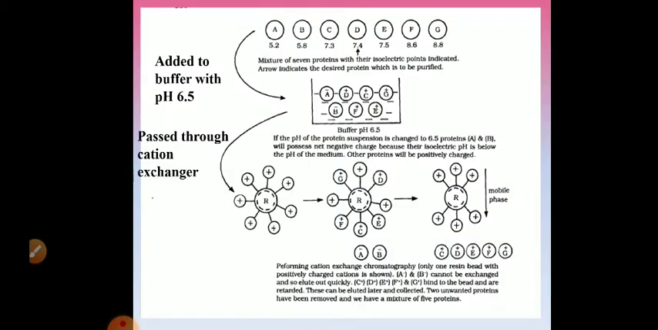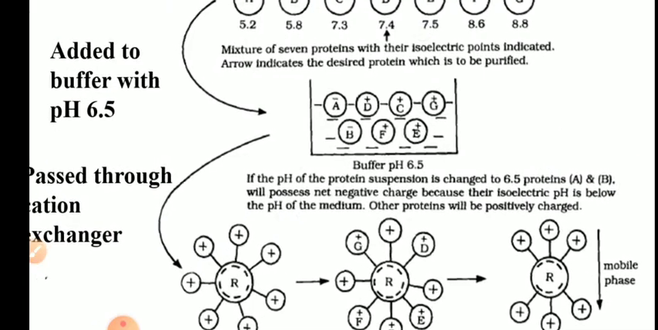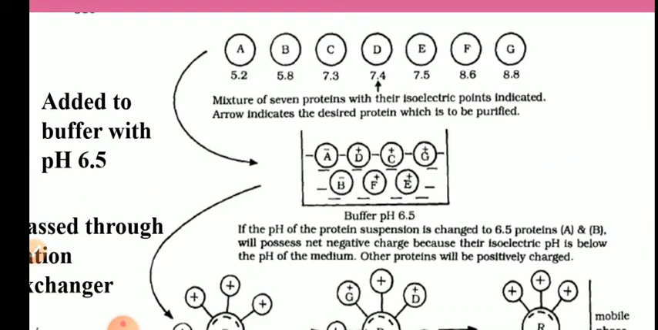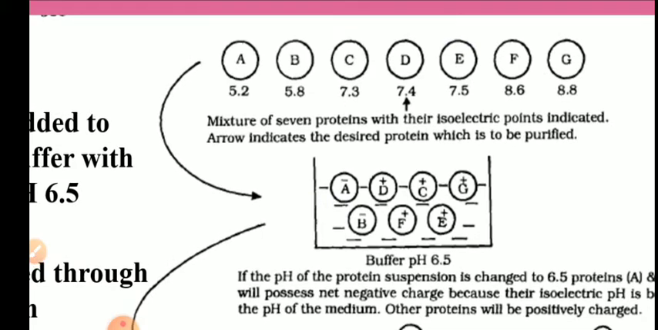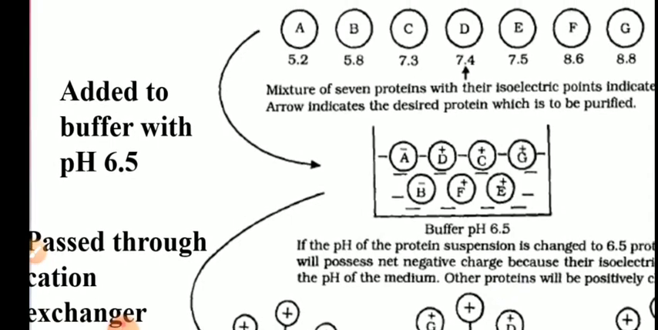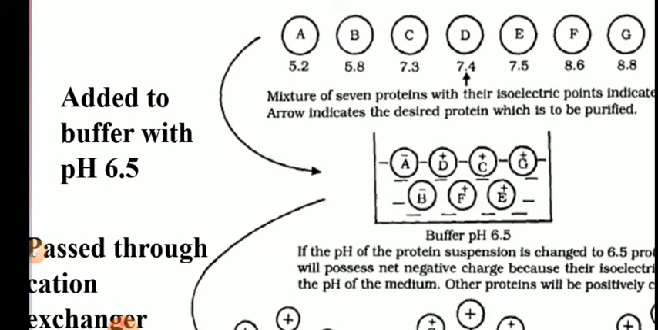Now how to separate protein D from a mixture of 7 different proteins. Okay, 7 different proteins. What are the 7 different proteins? Protein A, B, C, D, E, F, G. Okay, which one do you want to separate? The protein D. Now, their isoelectric points are indicated. 5.2 is the isoelectric pH of protein A. Protein B has isoelectric pH 5.8, C has 7.3, D has 7.4, and E, F, G have 7.5, 8.6, 8.8 as the isoelectric pH. Okay. Now, all these proteins are added to a buffer which has a pH of 6.5.